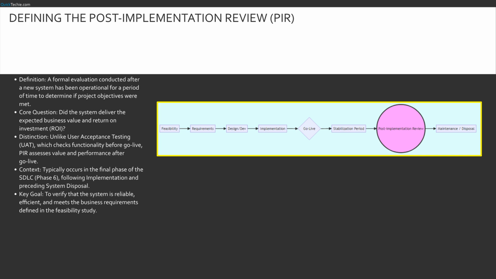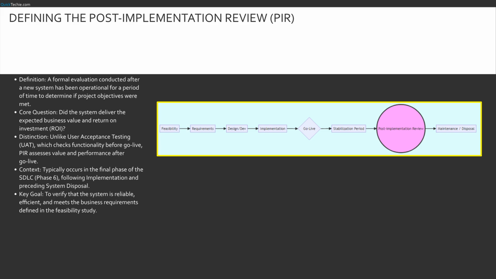Let's start by strictly defining what a post-implementation review is. It is not testing. Testing happens before you flip the switch. A PIR is a forensic examination of the project's success after the dust has settled. As defined in ISACA Guideline G29, the PIR essentially seeks to determine whether the investment in the IT solution was worthwhile. We are asking the hard questions. Did we actually solve the business problem? Did we achieve the ROI we promised the board of directors?